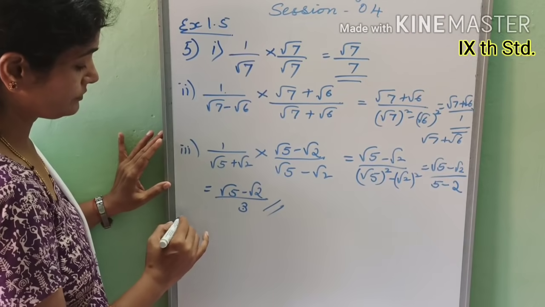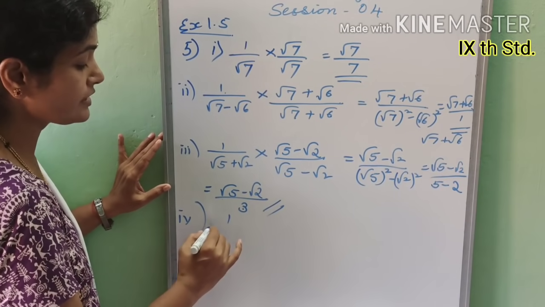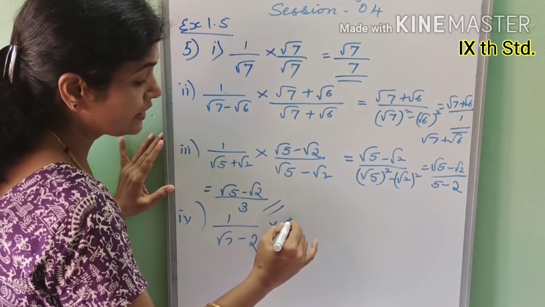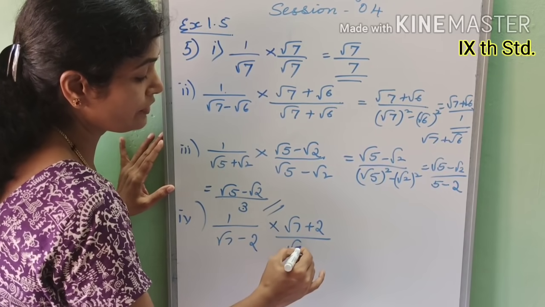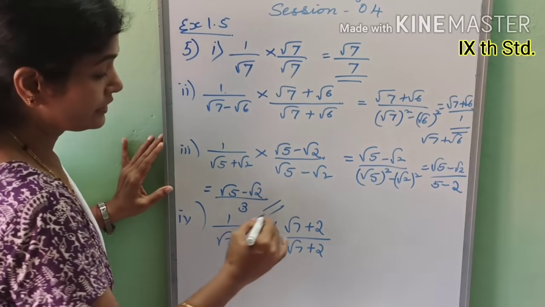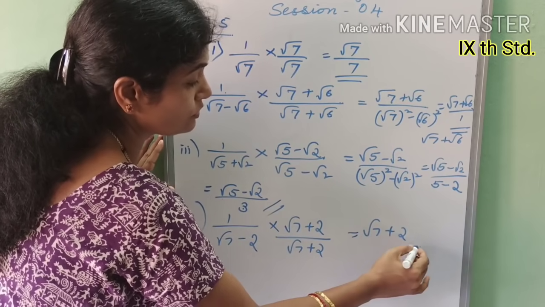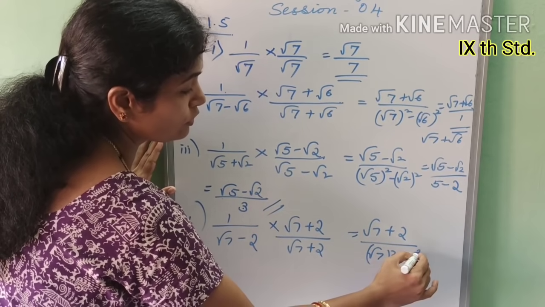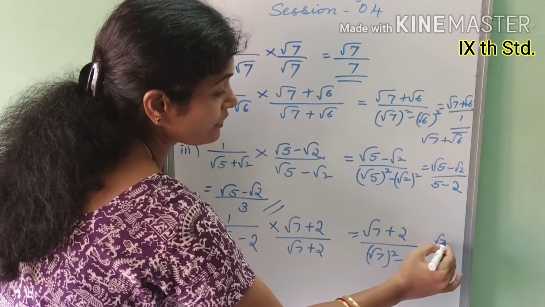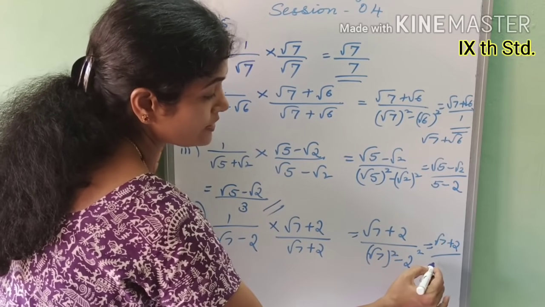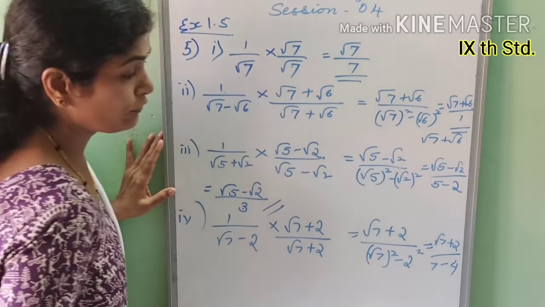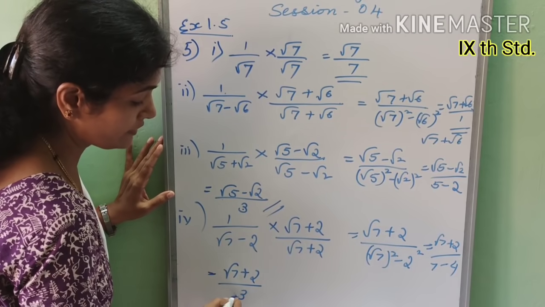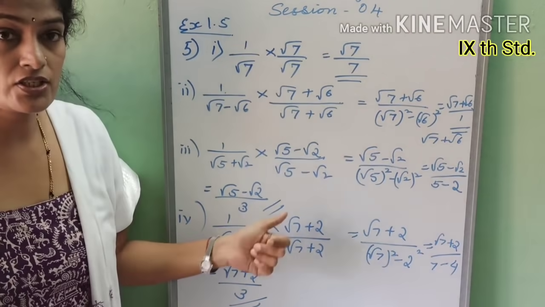Next, the last one of this exercise, 1 by root 7 minus 2. Multiply it by root 7 plus 2 and also divide by root 7 plus 2. Right? Multiplying, the numerator is root 7 plus 2, divided by again a minus b into a plus b, so root 7 whole square minus 2 square. Root 7 whole square is 7, minus 2 square, which is 4. So this is root 7 plus 2 divided by 7 minus 4, which is 3. Okay, this is how we rationalize the given numbers.